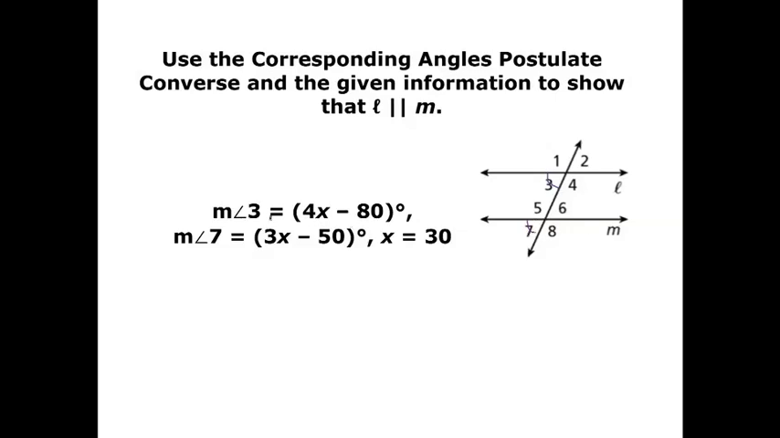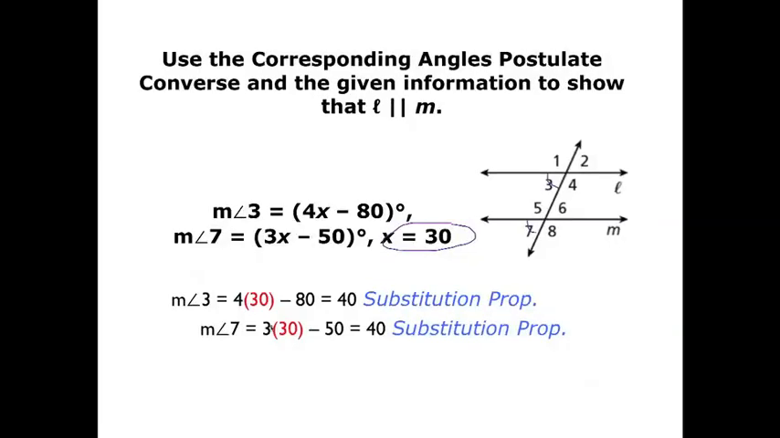Now what they've given me are two algebraic expressions for 3 and 7 and a value of x of 30. So I'm going to plug that value into each of these and see if those angles are in fact congruent. So plugging in for 3, 4 times x, 4 times 30 minus 80 gives me 40 using the substitution property. I'll do the same thing for the measure of angle 7. And once again I get 40 degrees. So both angles are 40 degrees. Therefore, they're congruent to each other. They're equal to each other by the transitive property because they both equal 40.